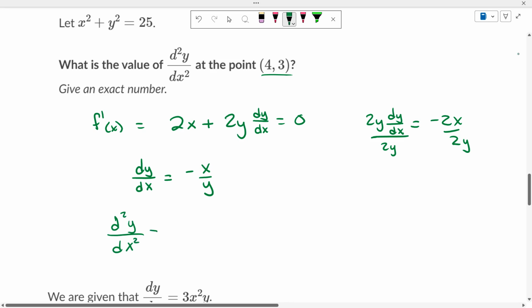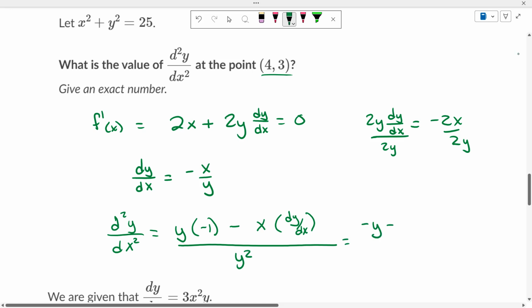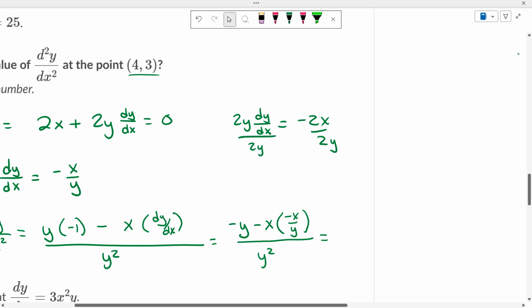So it's y times the first derivative of the numerator, negative 1, minus x times the first derivative of the denominator, dy/dx, all over the denominator squared. So it's negative y minus x times dy/dx, which is negative x over y, over y squared, which equals negative y plus x squared over y squared.